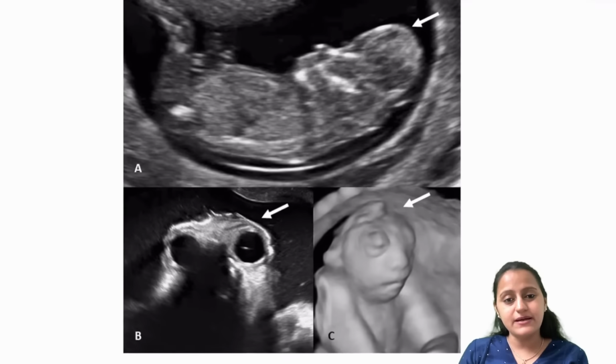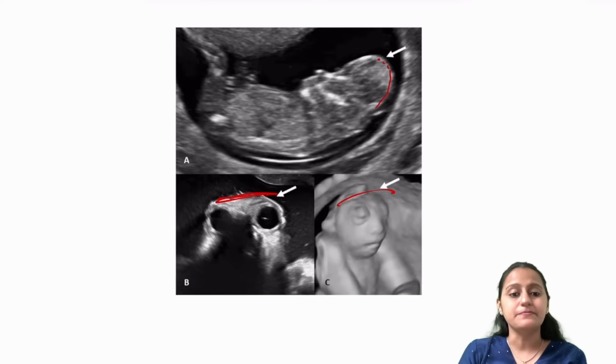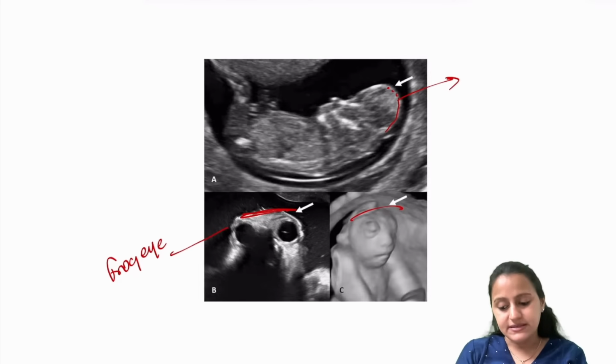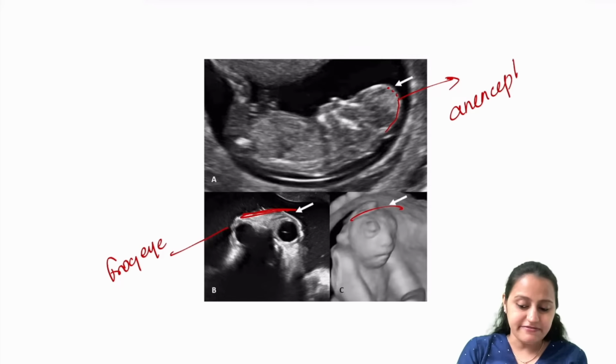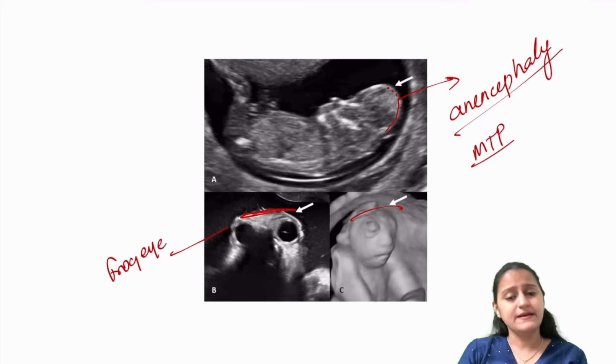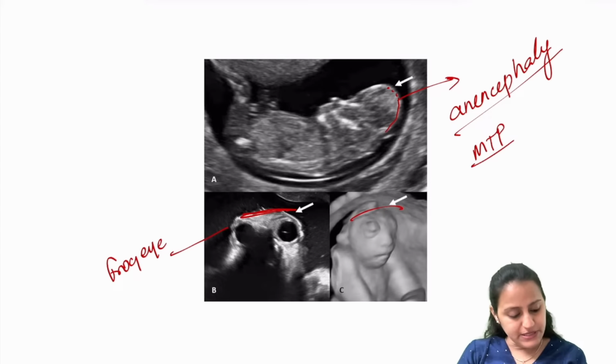Going to next one, right? You can see this appearance, and you are not seeing the white calvarium, frog eye sign. Okay, calvarium absent. This is anencephaly, right? Anencephaly, earliest anomaly on USG that we can identify. The management has to be MTP. Okay, MTP needs to be done here.